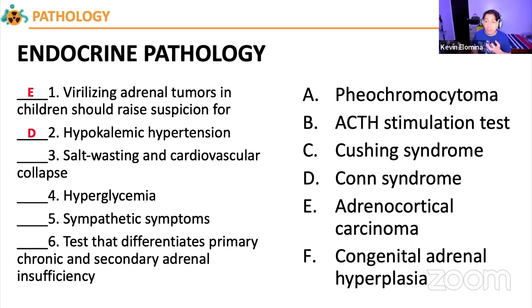If you have salt wasting, no? And you have cardiovascular collapse, okay? Ano yun? That is your deficiency in your mineralocorticoid and your glucocorticoid. So what's that? It's your congenital adrenal hyperplasia because of the deficiency in your 21-hydroxylase. Remember, you cut your adrenal steroidogenesis pathway, and all of those are directed towards adrenal androgens. Okay? Hyperglycemia, it's your Cushing syndrome, of course.